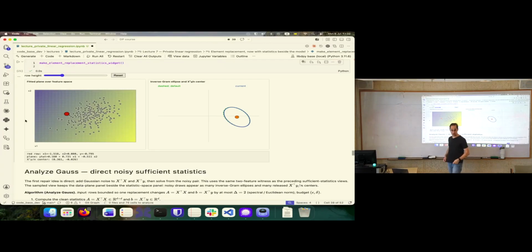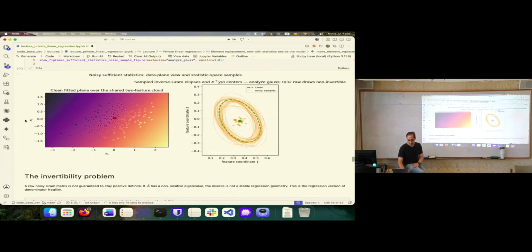It's called analyze gauge. That's the name of this algorithm, which is exactly that. Let's add noise to x transpose x. Let's add noise to x transpose y and see what happens. So here's the visualization. Again, still working on it, but what we see here is the following thing. There is the dashed line, and the central bigger point is the point corresponding to x transpose y and the ellipsoid corresponding to x transpose x based on the data.